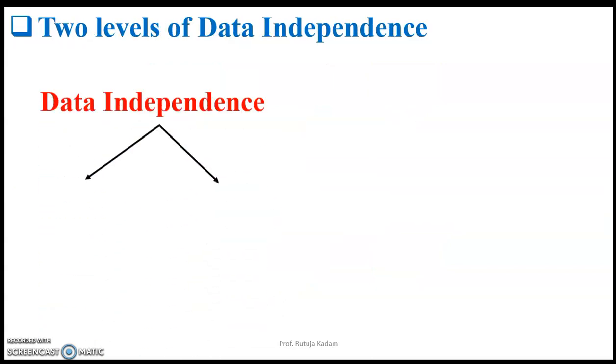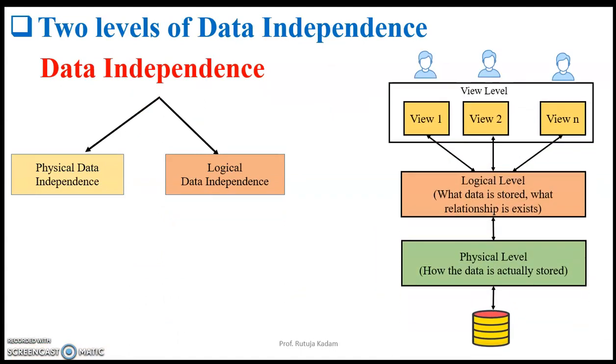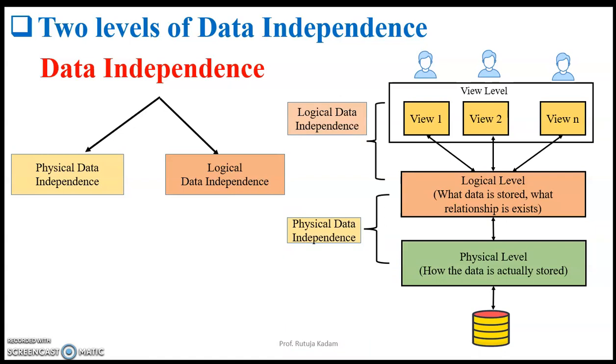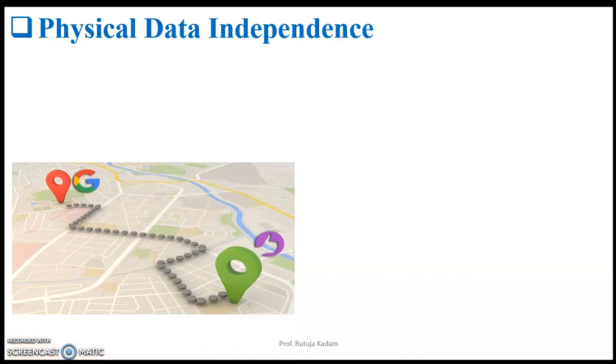Now, there are two levels of data independence: physical data independence and logical data independence. This physical data independence occurs between physical level and the logical level, and logical data independence occurs between the logical level and the view level. Let us go and see the physical data independence.